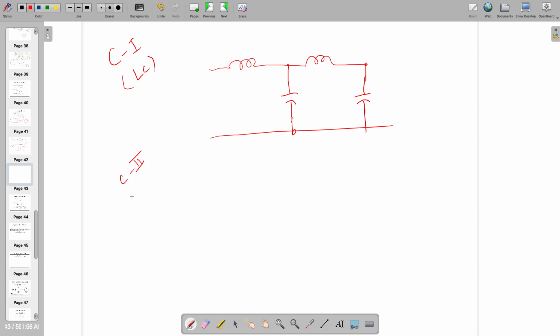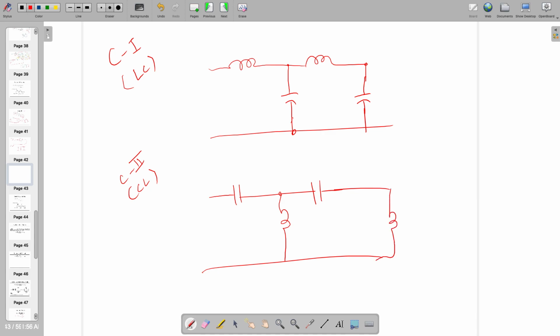Similarly, if it is Cauer 2, it's CL and the first element is C, the next is L, then C, L, and so on, right? So that's how you can draw Foster 1, Foster 2, Cauer 1, Cauer 2. So I realized Cauer 1 and Cauer 2 look a little bit difficult, so I'll keep more problems on Cauer 1 and Cauer 2, maybe this Tuesday, right? Okay, fine.